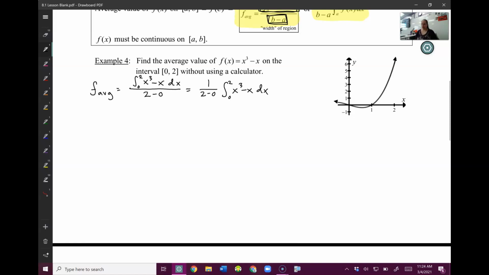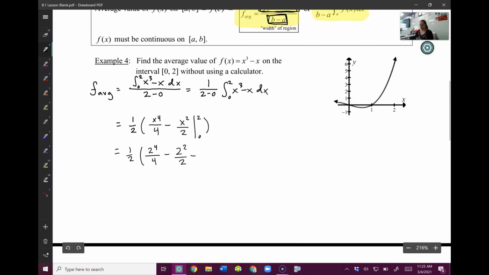Okay, let's solve this. So we get 1/2 in front. I can take the integral of x cubed pretty well: x to the 4th over 4, minus the integral of x, which is x squared over 2, from 0 to 2. There's our limits. And this is going to be 1/2 times 2 to the 4th over 4 minus 2 squared over 2, minus 0 to the 4th over 4 minus 0 squared over 2.